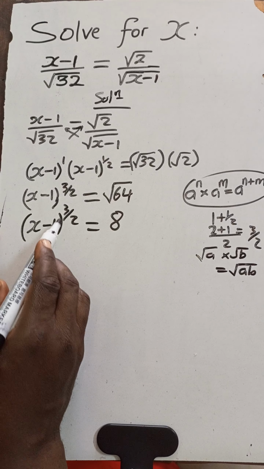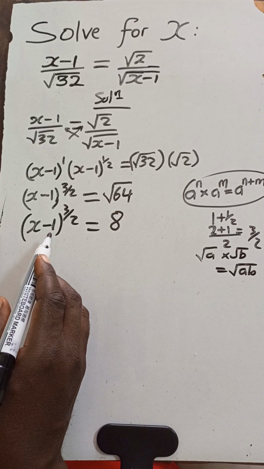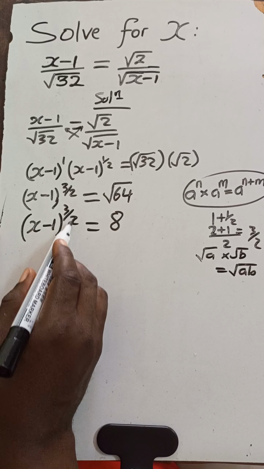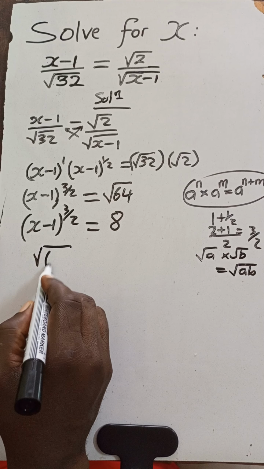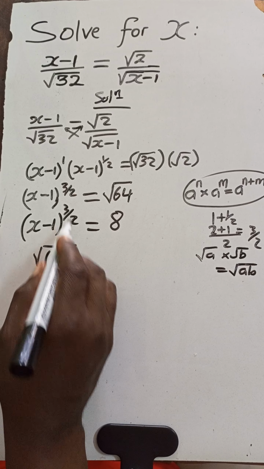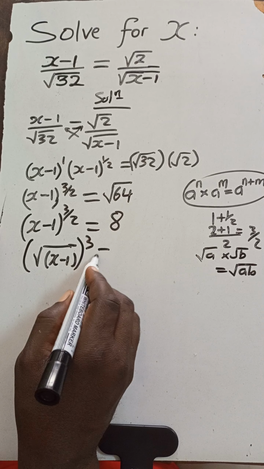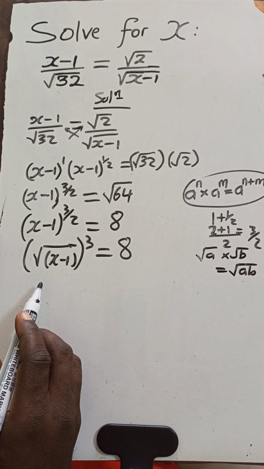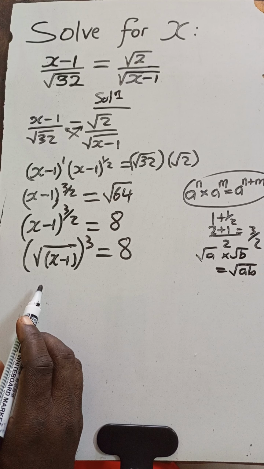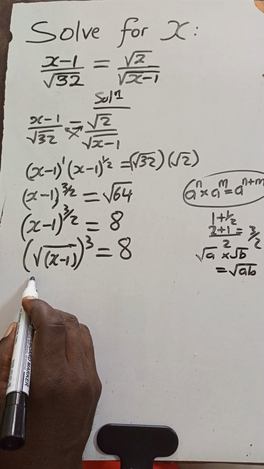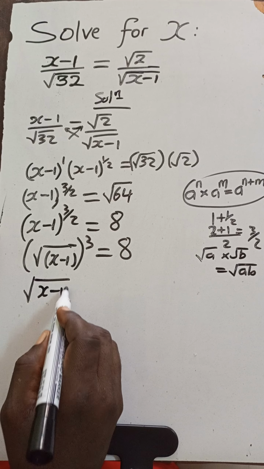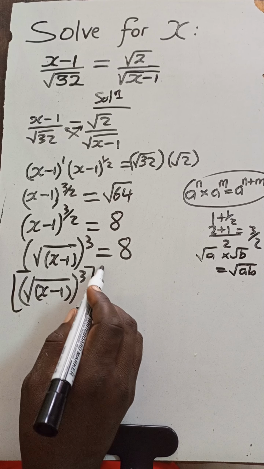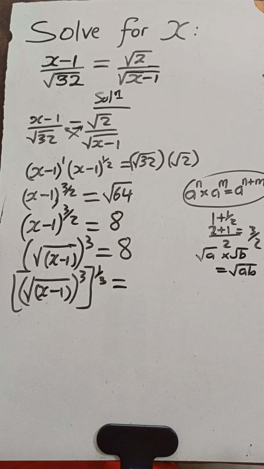Now, what is this? Remember, if we want to write this in radical form, we will write it as, remember, the 2 in the denominator means square root, and then raised to the power 3. So the first thing to do is to remove the power 3. To remove the power 3 means we take the cube root. The opposite of power 3 is cube root. So we're going to raise both sides to the power 1/3. Power 1/3 means cube root.